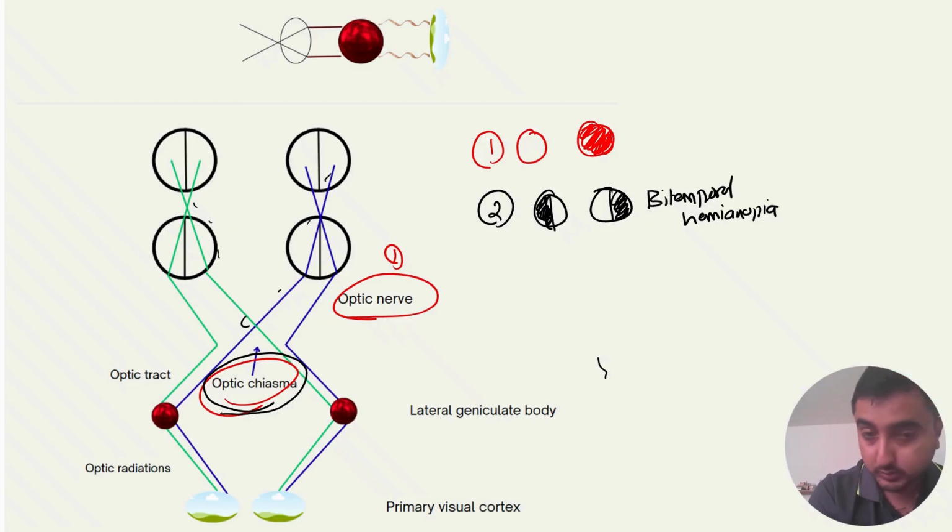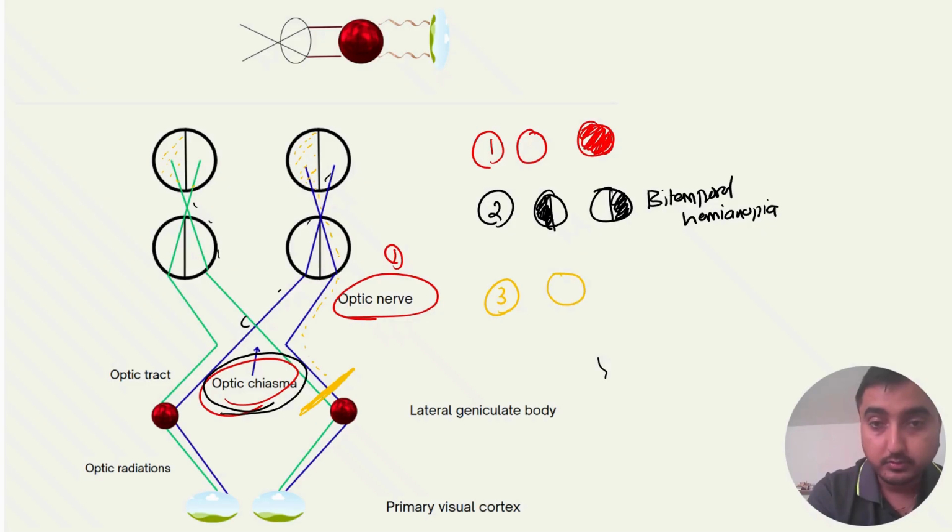Now the third place where the lesion can occur is in the optic tract. Say that we have a right optic tract lesion, which I've denoted with this yellow ink. All right, so if we lose the right optic tract, if we trace the fibers, we can see that we are losing the medial side or the left side of the right eye and the left side of the left eye as well, I mean the visual field.